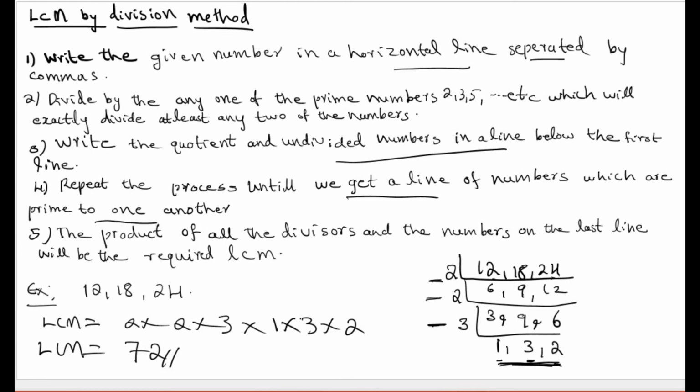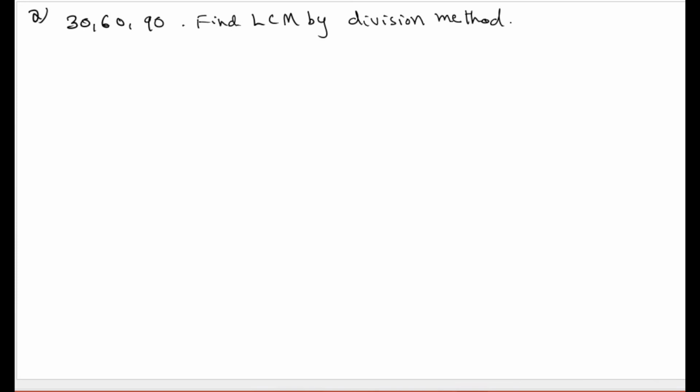See the next question. 30, 60, 90 are given. You need to find the LCM of these numbers by the division method. For that, first you need to write the given numbers in a horizontal line: 30, 60, 90. In the next step, you need to select a prime number which divides at least 2 of the given numbers. I am selecting 2. 2 15s are 30, 2 30s are 60, 2 45s are 90.